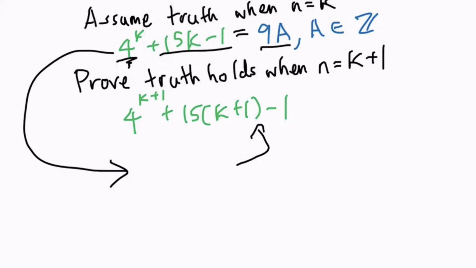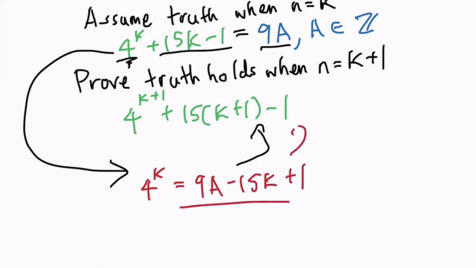Well, 4 to the k plus 15k minus 1 is equal to 9a, right? Well, how do we isolate for 4 to the k? Well, we're just going to bring the other two terms to the other side. We're left with 4 to the k is equal to 9a minus 15k plus 1. And now we want to resubstitute this equation back into here, as I indicated already.